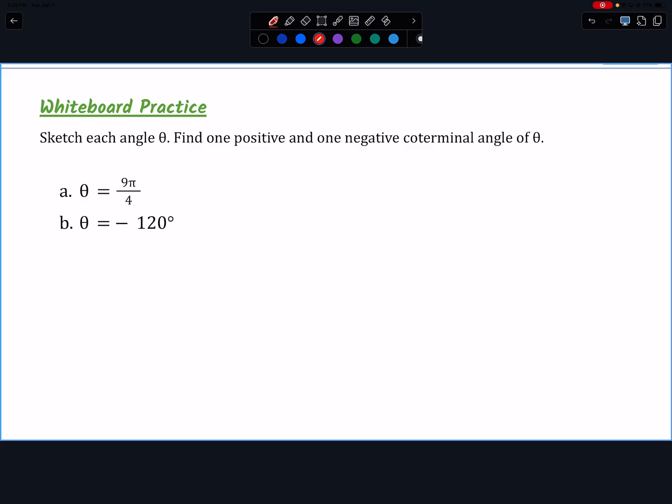Wait, is the first one right? Yeah, it was. Then this one should be the same thing. Just minus it behind it.